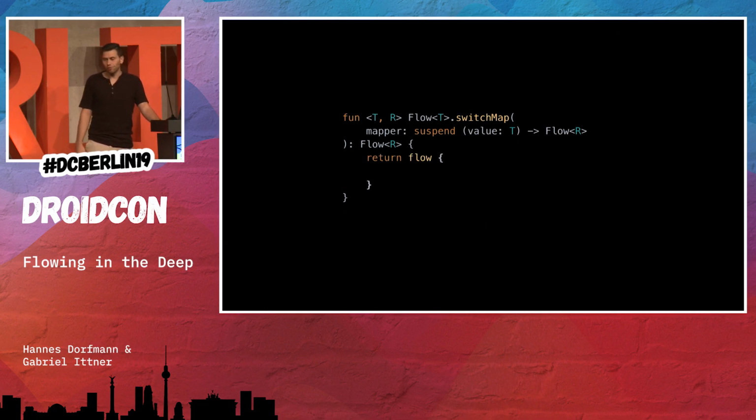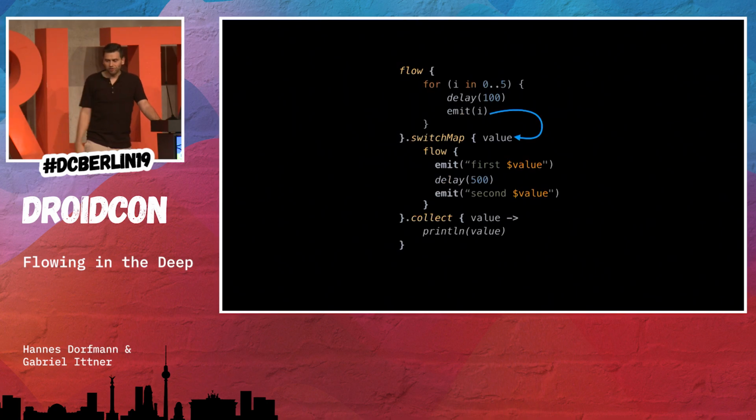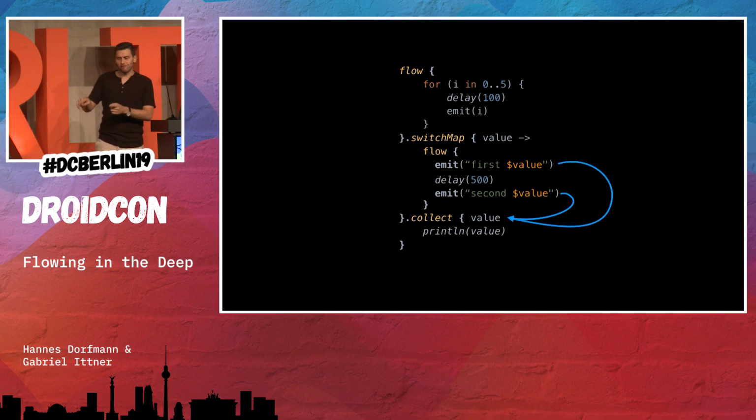How do we create a flow? Well, again, we use this flow builder. We have to call collect to subscribe to whatever comes from upstream. And now we have the value from upstream. What do we do with that value? Well, we have to pass this value somehow downstream, right? So we have only focused now, again, on what's coming from upstream. But the question is, how do we pass that value from here downstream?